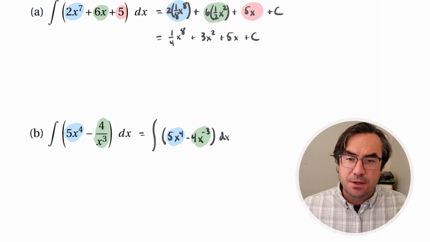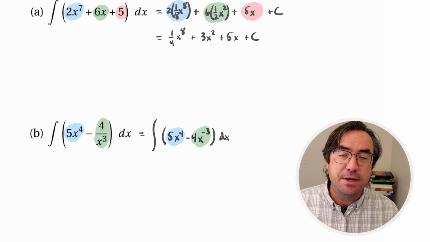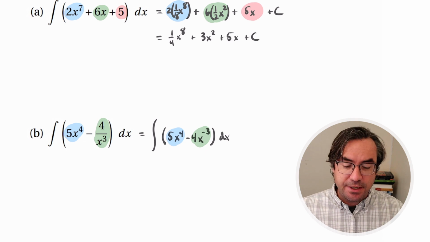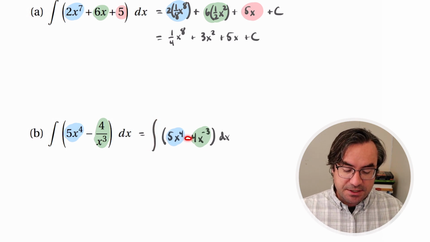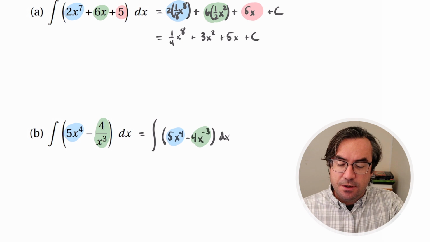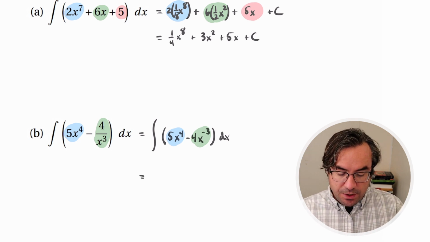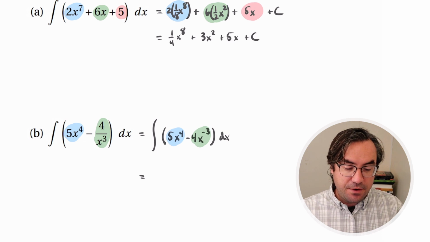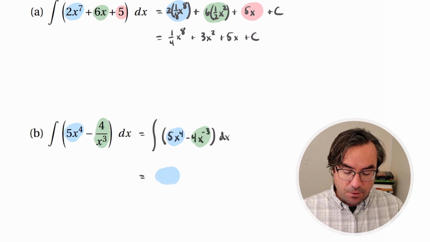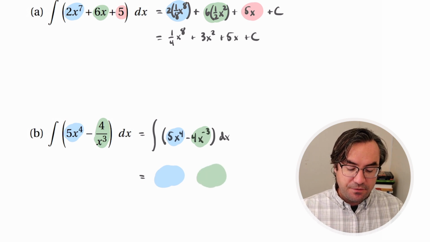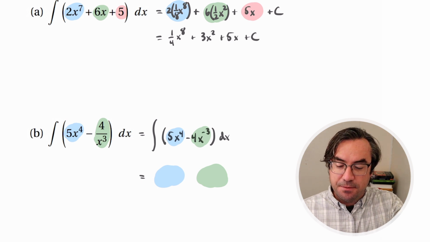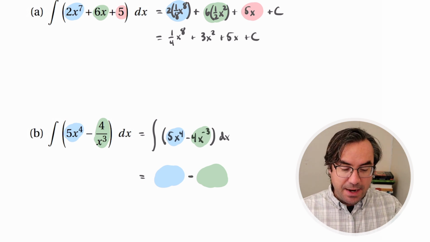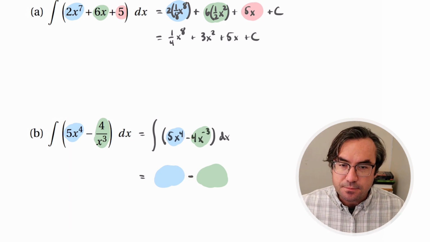in the middle. So what our sum and difference law says is essentially this antiderivative process keeps the structure the same. So when we do this, we're going to find the antiderivative of the 5x to the 4. We'll find our antiderivative of that 4x to the minus 3. And then the minus sign that is in the middle, that's going to stay the same.